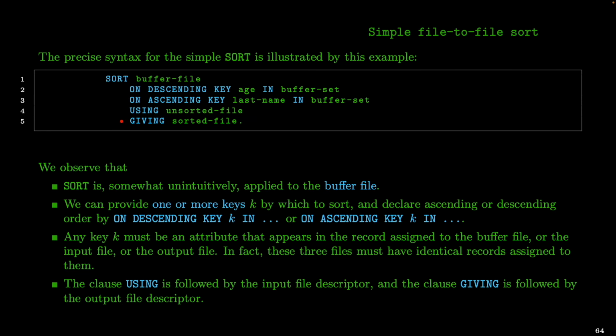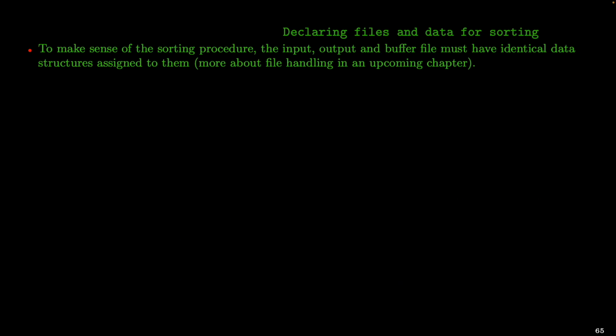Then we have these 2 clauses here, using and giving. Using is simply the name of the input file. So using unsorted file means the file descriptor unsorted file points to the file on disk that contains the unsorted data, and giving sorted file means sorted file is the file descriptor that points to the file on disk, which will at the end contain the sorted data. To make sense of this sorting procedure, input, output and buffer file must have identical data structures assigned to them.